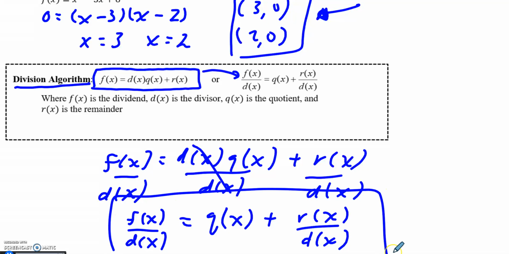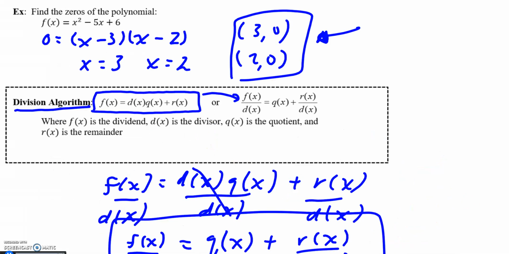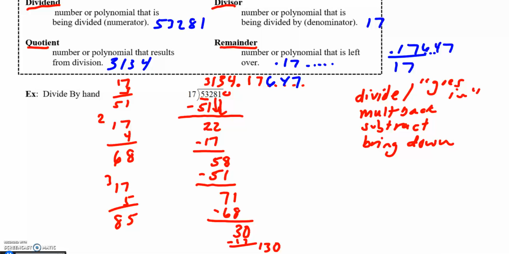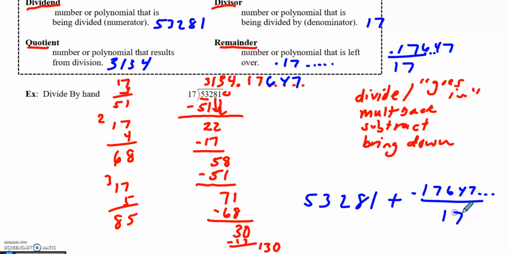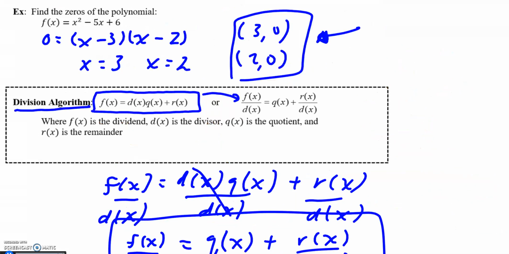So when you're writing an answer to a division problem, you would have your quotient, which was in the previous example the 53,281, and then you would write it as plus the remainder over the divisor. So if I go back to that example, if I was going to be official about it, your answer would be 53,281 plus 0.17647 on and on over the divisor. And this idea is going to come back and help us very soon. So let's get to it.